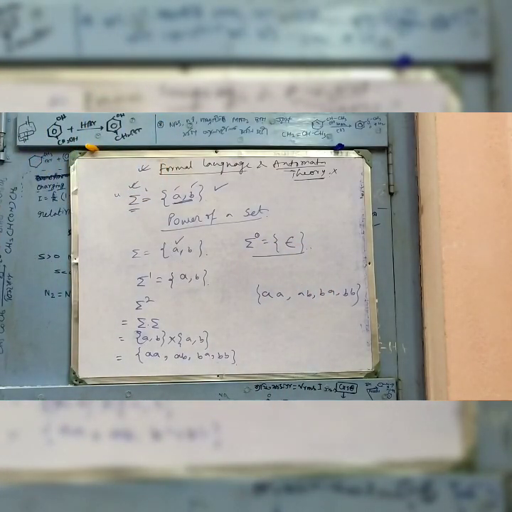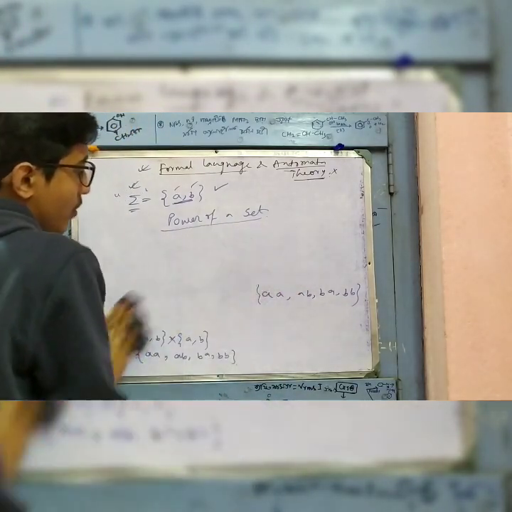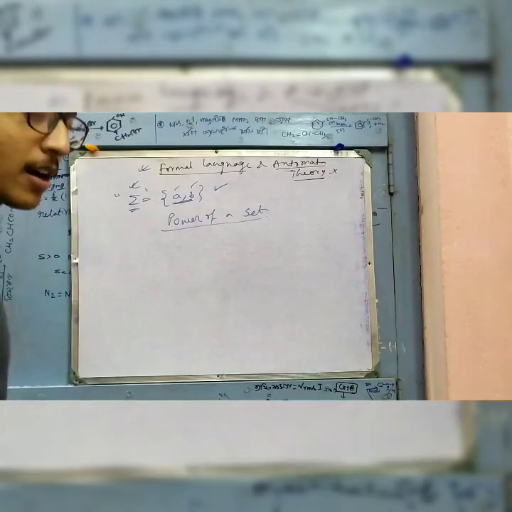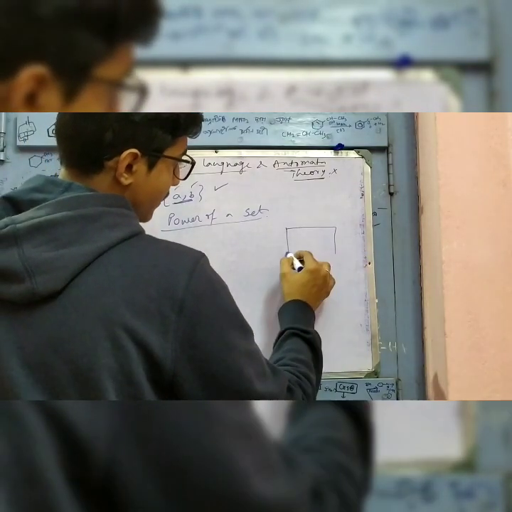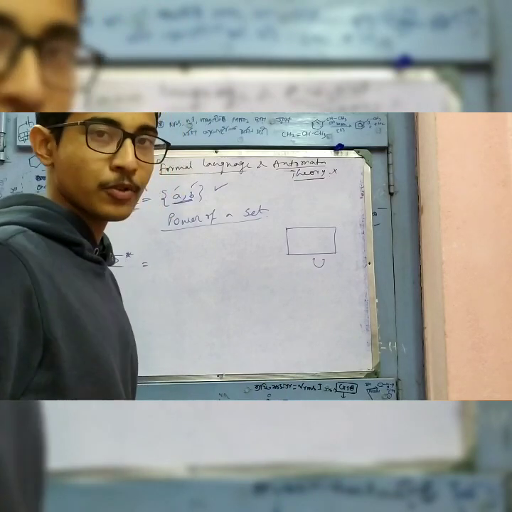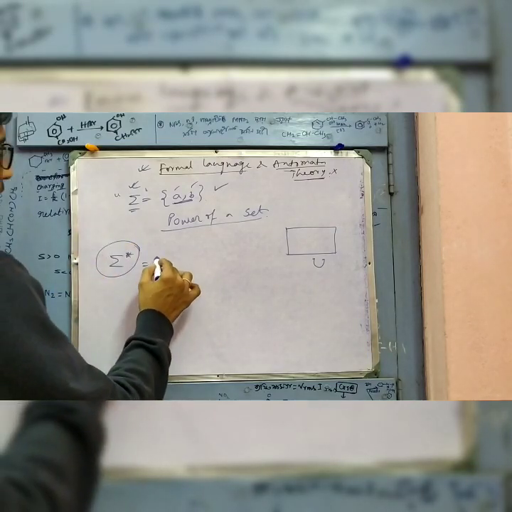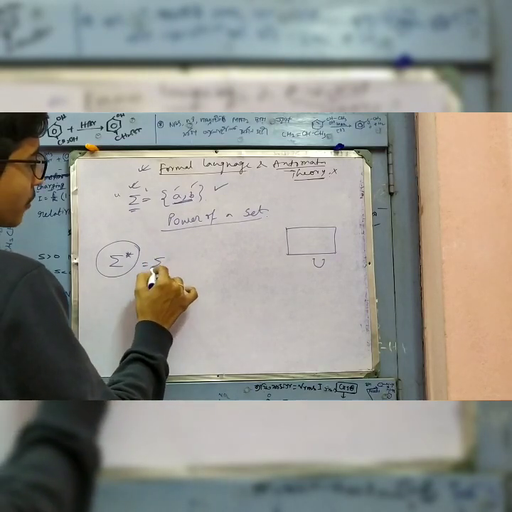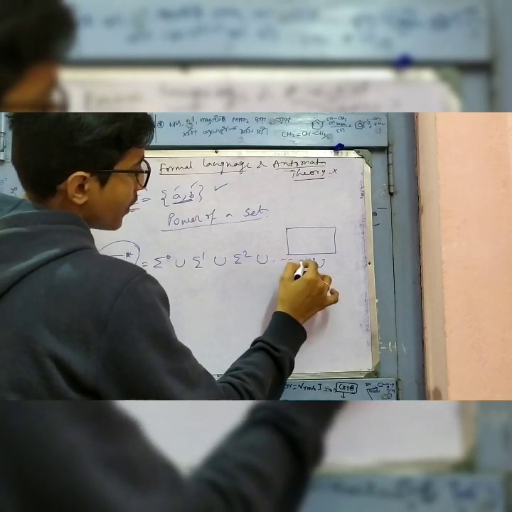Okay. Our next topic is alphabet star, or you may say sigma star. Basically, for a general set, let's take U as a universal set. In this case, the universal set is this. Fine. So in this case, it is denoted in such a way, and so on. It is infinite.